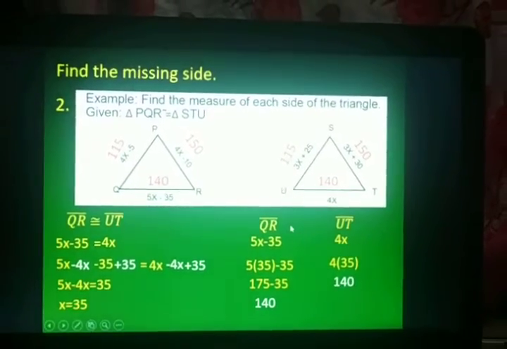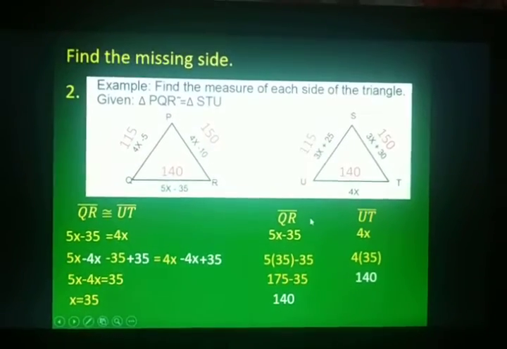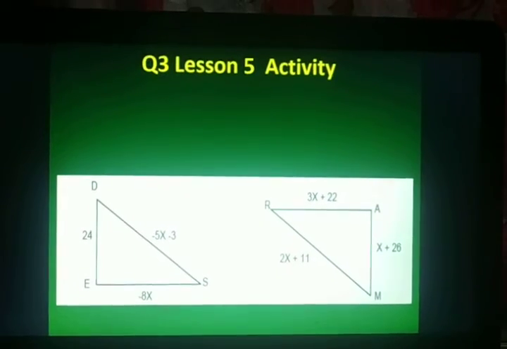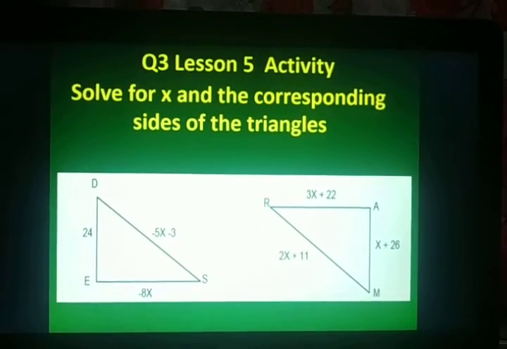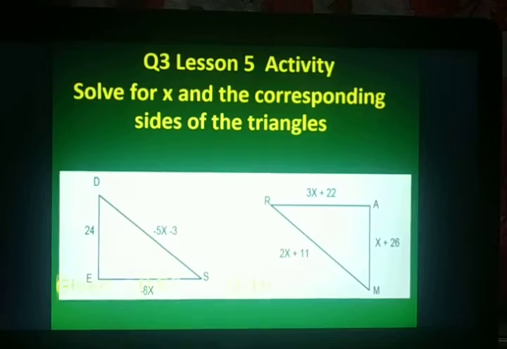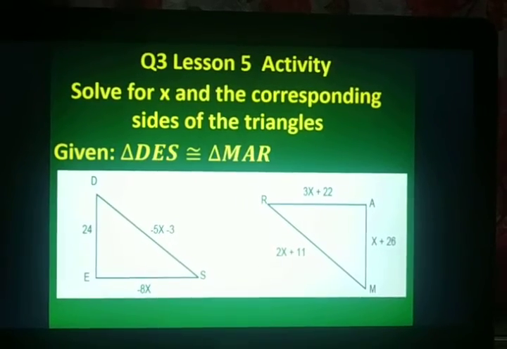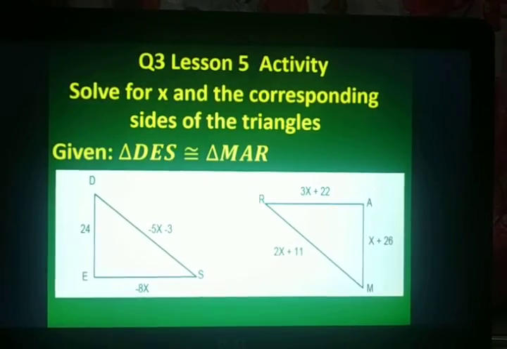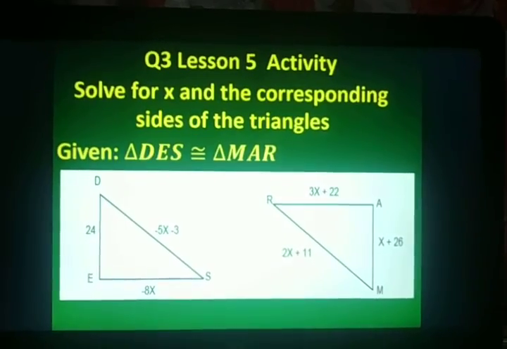Thank you very much for listening. You have an activity to answer after this. I will post it. Solve for x on the corresponding sides of the triangles. Given, triangle DES is congruent to triangle MAR. Okay, thank you so much for listening.